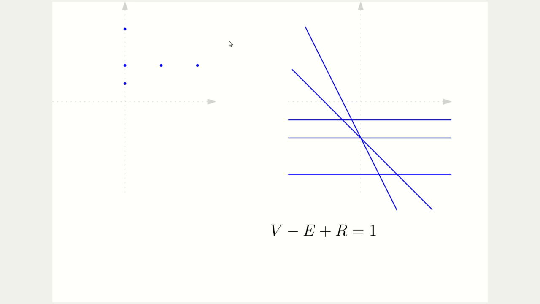Imagine we start with the set of points shown on the left. By using duality, we'll get a set of lines shown on the right. To prove that there are at least three ordinary lines in the left picture, we'll need to prove that there are at least three ordinary intersections or points in the right picture. An ordinary intersection is where only two lines intersect.